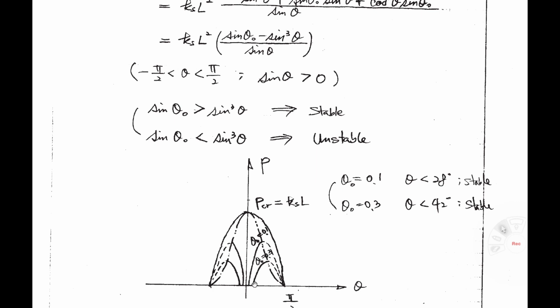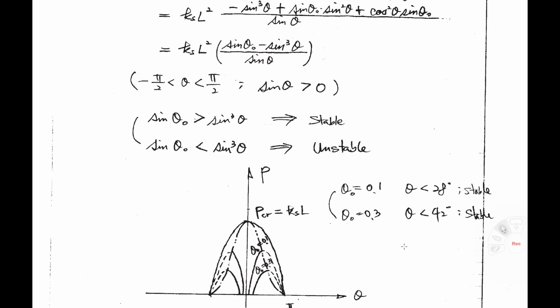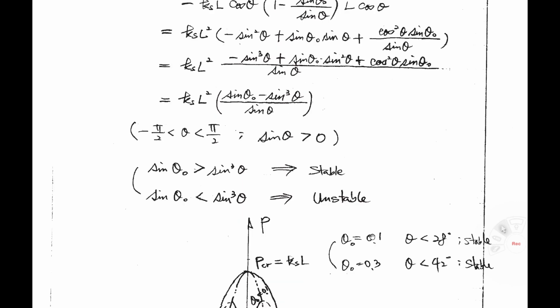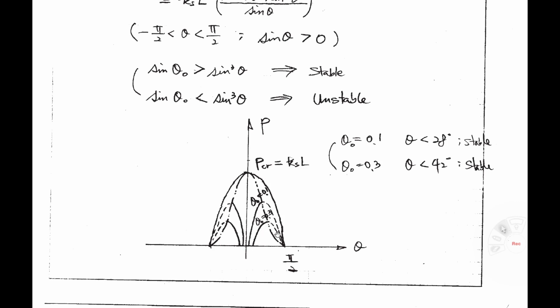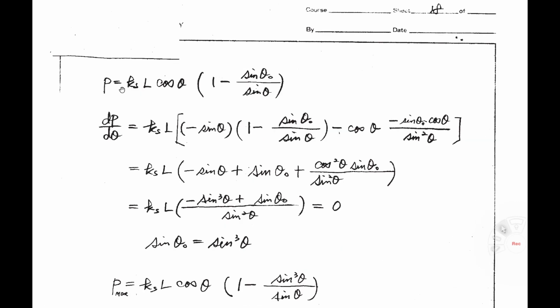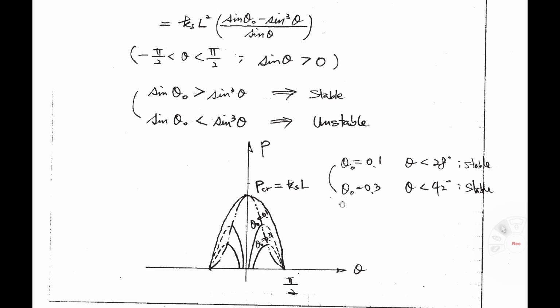That is some equilibrium path. Stable, unstable, stable, unstable, like this. That is the nature of equilibrium path, by investigating the sign plus or minus of second derivative. Okay. Another one is, this is equilibrium path. Equilibrium path is P equal KSL cosine theta over 1 minus sine theta 0 over sine theta. That is equilibrium path. Depending on the initial imperfection, we have infinite number of equilibrium paths, right?